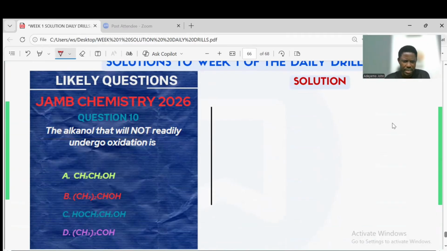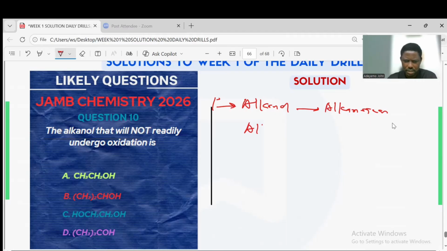The alkanol that will not readily undergo oxidation is... all right. Primary alkanols are oxidized to alkanal, that is aldehyde, then to alkanoic acid, that is carboxylic acid. Secondary alkanols are oxidized to alkanone, that is what some people call ketone. That's ketone actually, so alkanone. Then tertiary alkanols are not oxidizable, all right?